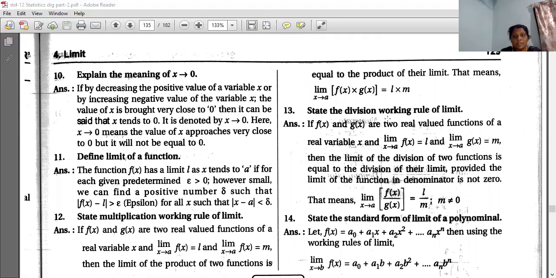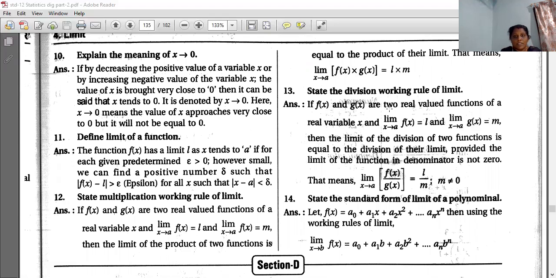Now next is: state the division working rule of limit. If f of x and g of x are two real valued functions of a real variable x, and the limit x tends to a, f of x equal to L and limit x tends to a, g of x equal to m, then the limit of the division of two functions is equal to the division of their limits, provided the limit of the function in the denominator is non-zero. That means limit x tends to a, f of x upon g of x equal to L upon m, where m is not equal to 0.